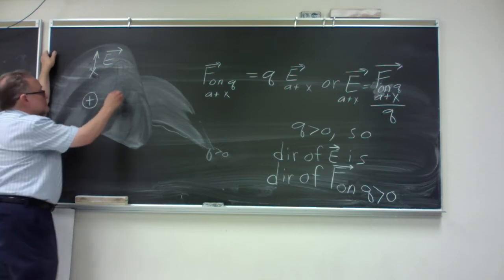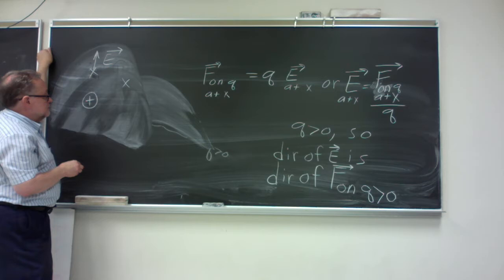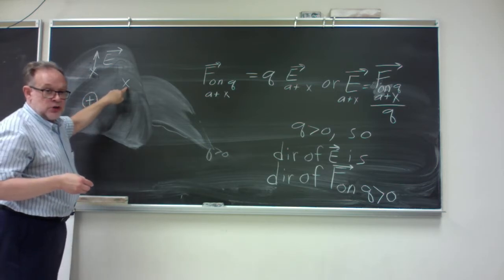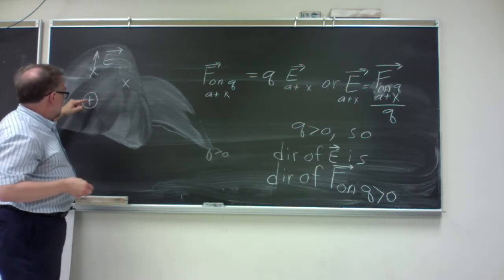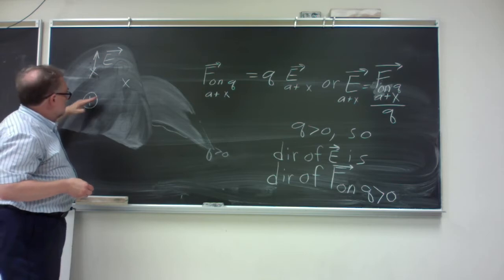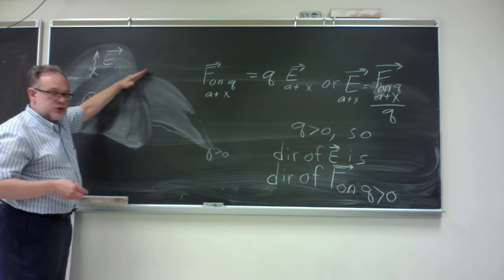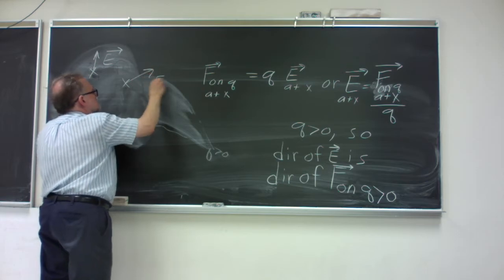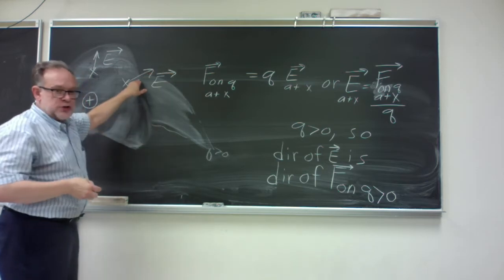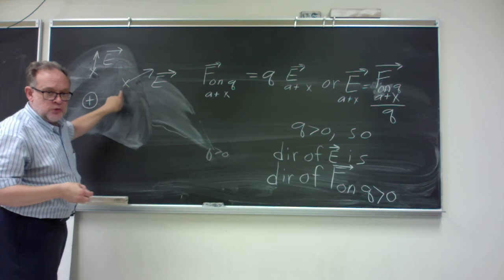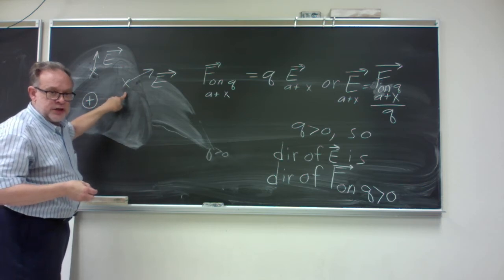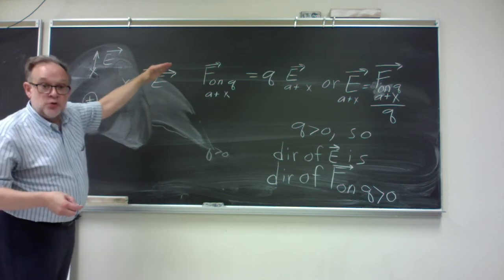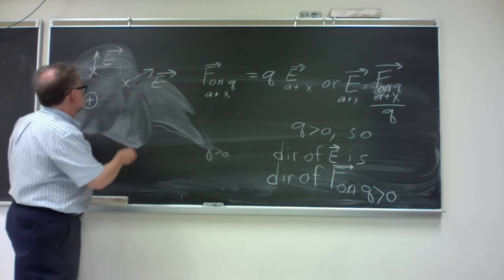And similarly, if we look at this point, imagine putting a positive charge there. It would feel a repelling force from this, so it would feel a force in this direction. Since that's the direction of the force that a positive charge would feel if a positive charge were sitting here, that's the direction of the electric field.